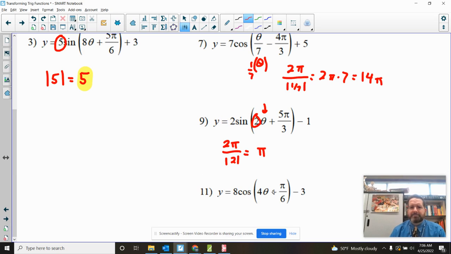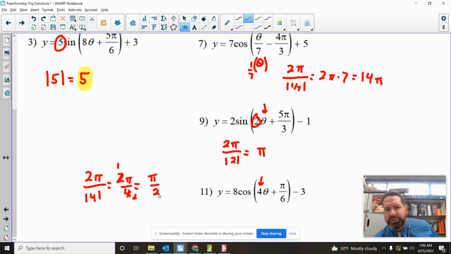And then lastly, come over here to the side for this one. Again, looking in front, we've got the 4. So 2 pi divided by the absolute value of 4, that's just 2 pi over 4. And yes, you should reduce your fraction. So a 1 and a 2. This period will be pi over 2. So once again, a compressed graph because that b value was greater than 1.